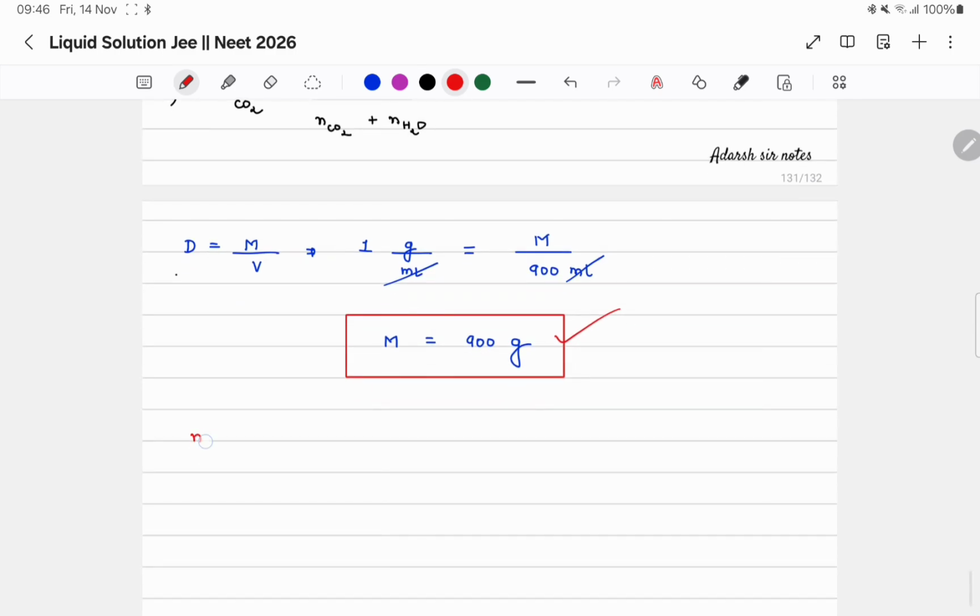Now we can calculate the moles of water. Moles of water means what? Given mass by molar mass. What is the given mass? Just now you got 900 gram. What is the molar mass? Molar masses can't be changed.